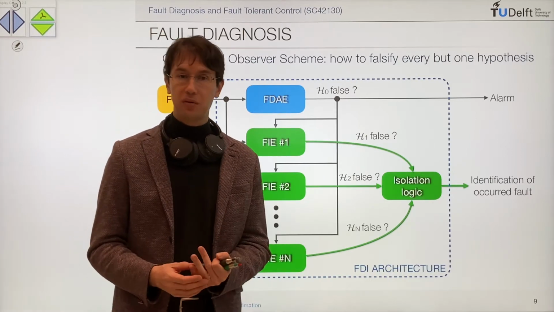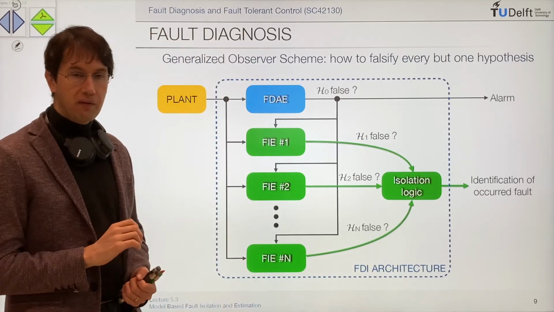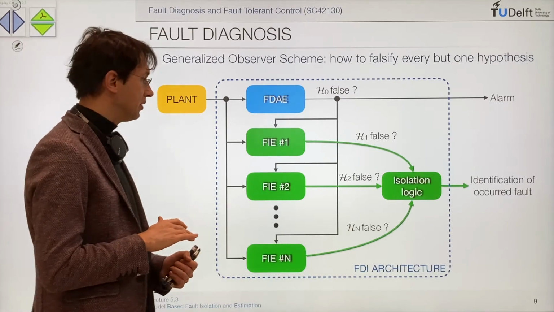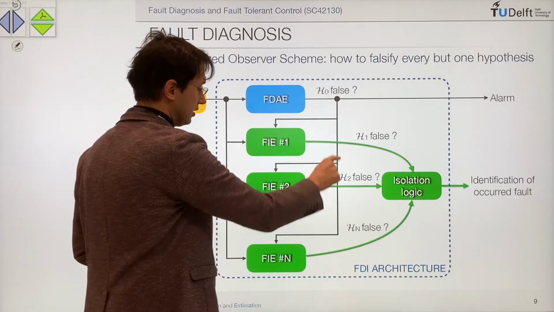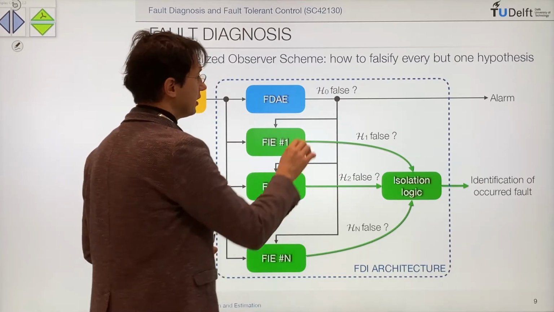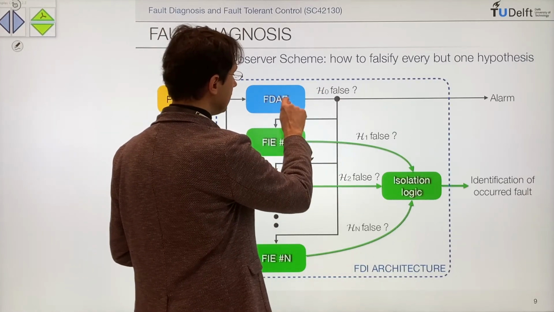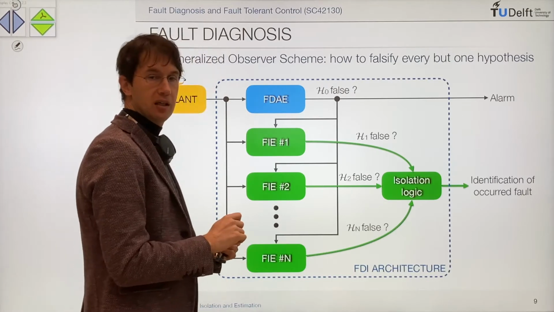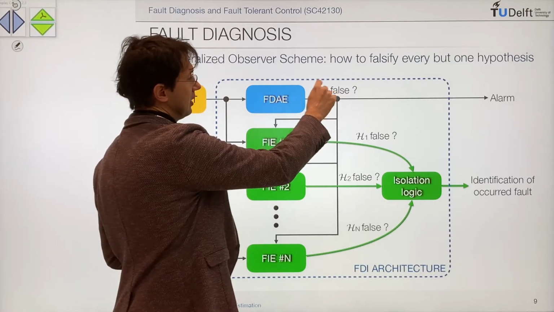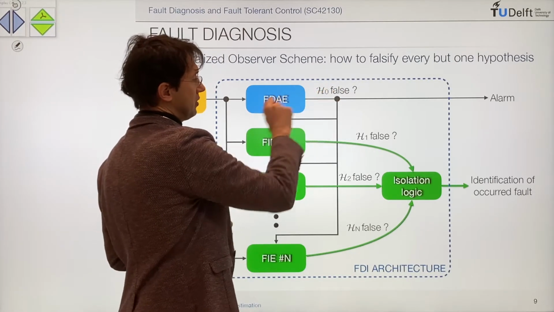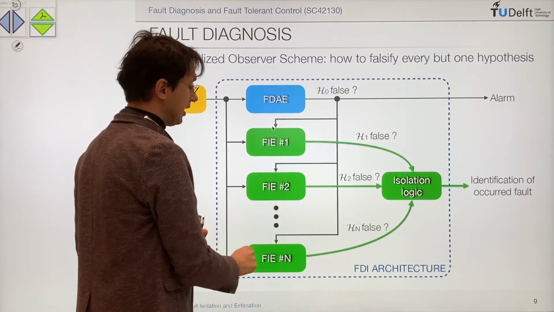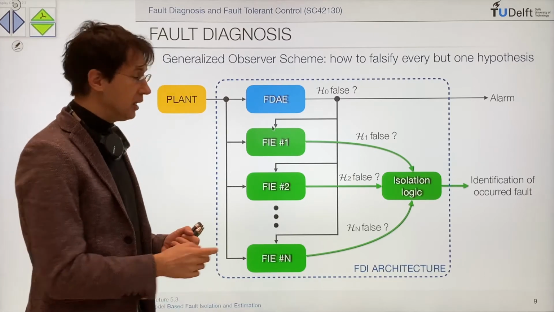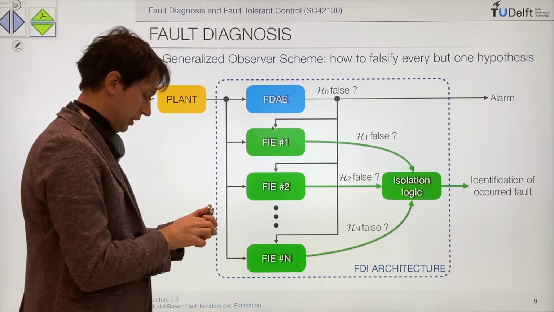This is always possible. Okay, there is still one thing to say about this block, because there are some arrows I didn't introduce yet, and there are these arrows. The output from the detection observer, so the answer to the null hypothesis testing, is used to drive the isolation blocks. How? This is an enable signal.